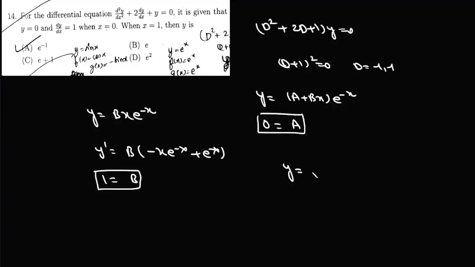Now it says when x is 0, y dash is 1. So this y dash is b times minus x e to the power minus x plus e to the power minus x. Now this is 1 when x is 0. So that means value of b is 1. So this y will be simply x into e to the power minus x. Now what it has asked for is value of y when the value of x is 1. Now if you put x as 1, we get y as e to the power minus 1, and that's your option A.